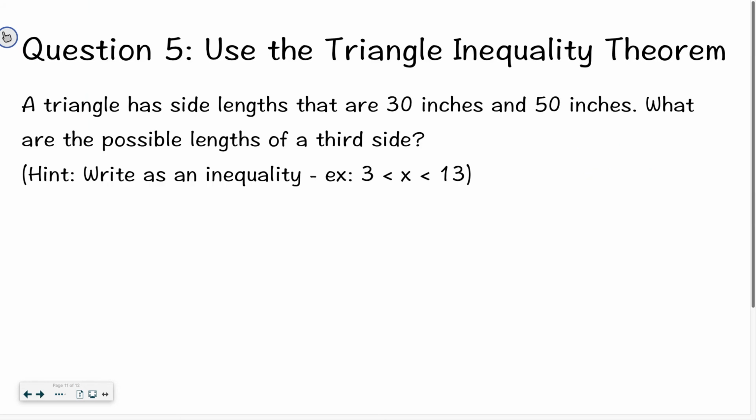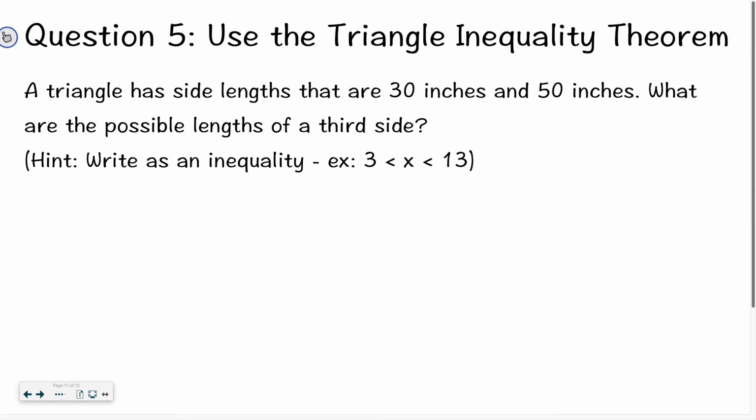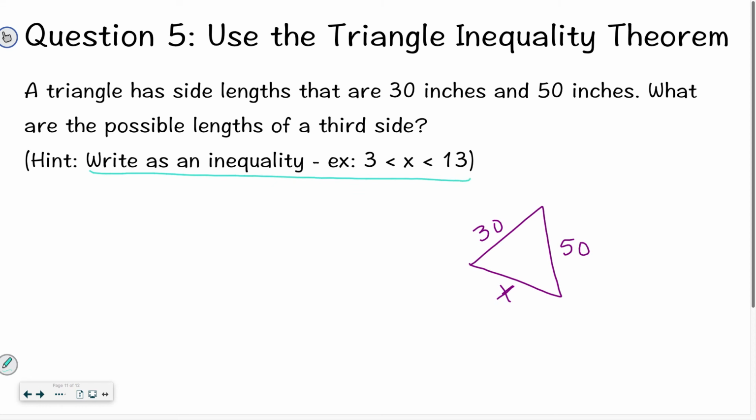Why don't you go ahead and look at this question. We have a triangle that has side lengths that are 30 inches and 50 inches. Okay, so if I draw a triangle, 30, 50. I know that doesn't represent what 30 and 50 would look like. It's just a sketch to help me keep track of my information. What are the possible lengths for the third side? And I want you to write it as an inequality just like I did on the last one. Good luck.